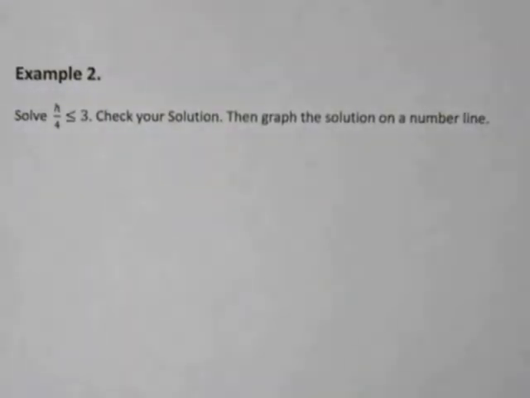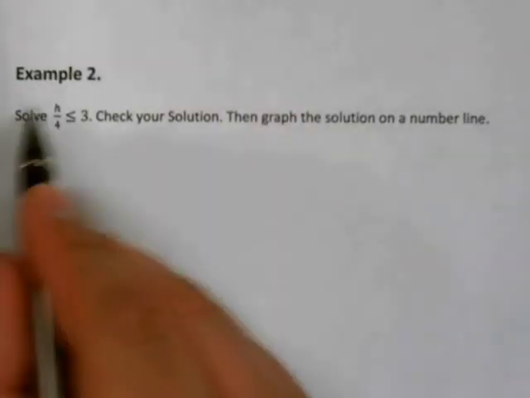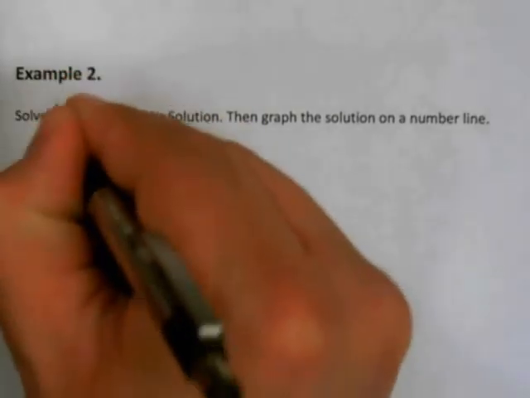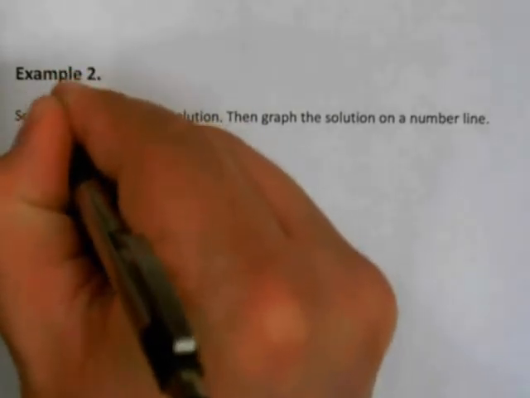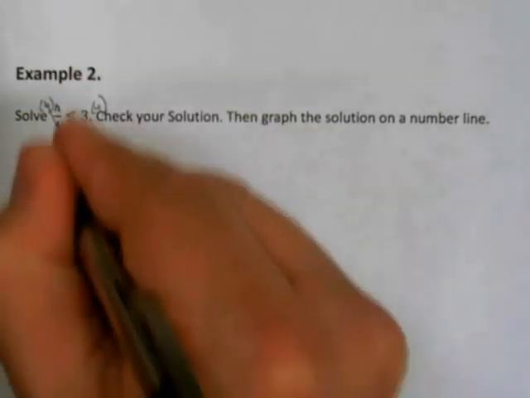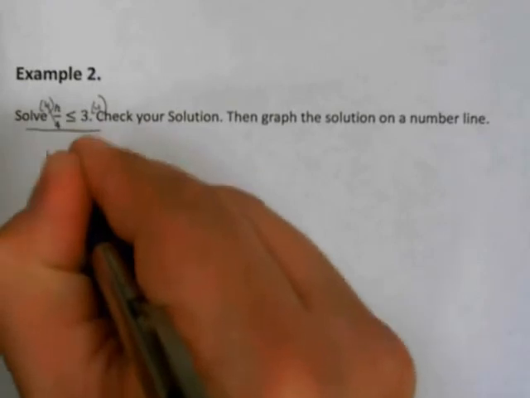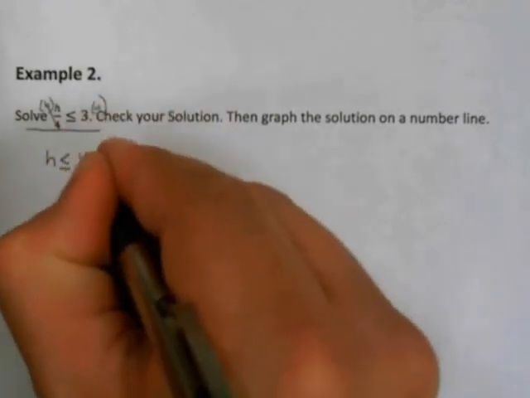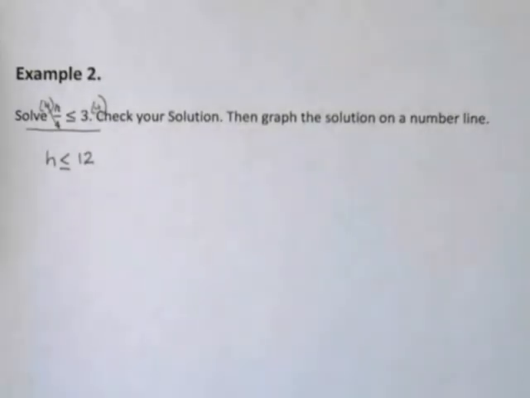All right, last example here. This is example 2. We want to solve h divided by 4 is less than or equal to 3, check our solution, then graph it on a number line. So we're first going to solve h divided by 4 is less than or equal to 3. And if we want to get rid of this 4 in the denominator, we have to multiply by 4 on both sides. Those will cancel out. We'll be left with just h, which is less than or equal to 3 times 4, which is 12. H is less than or equal to 12.